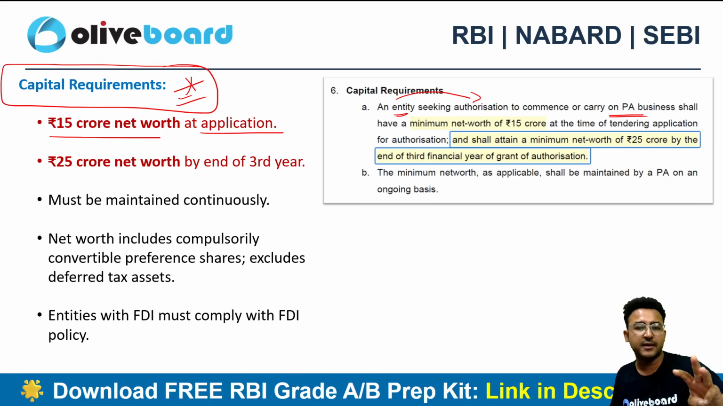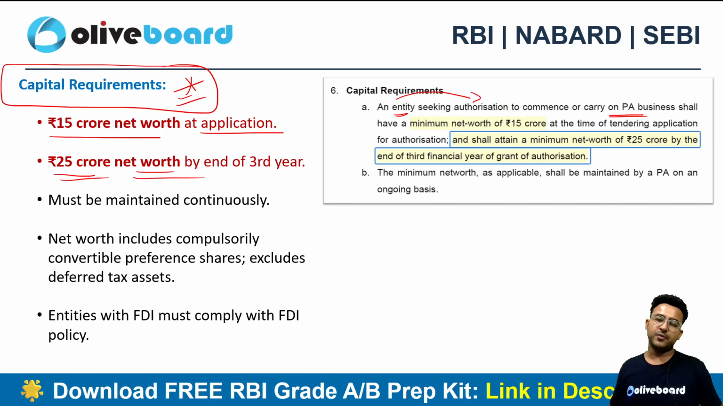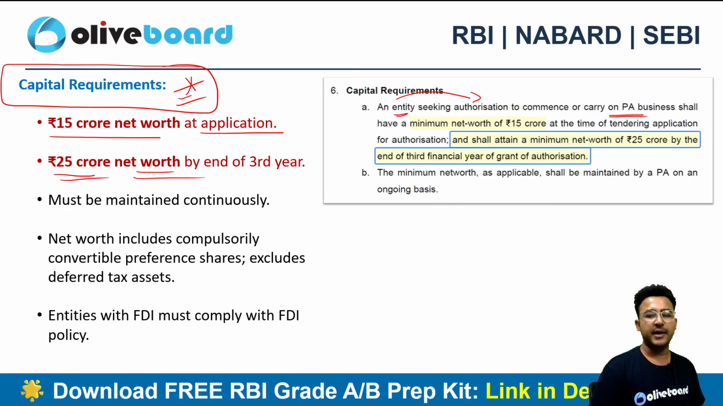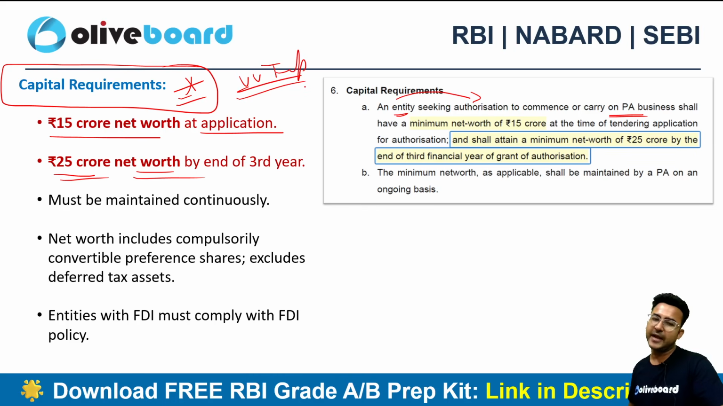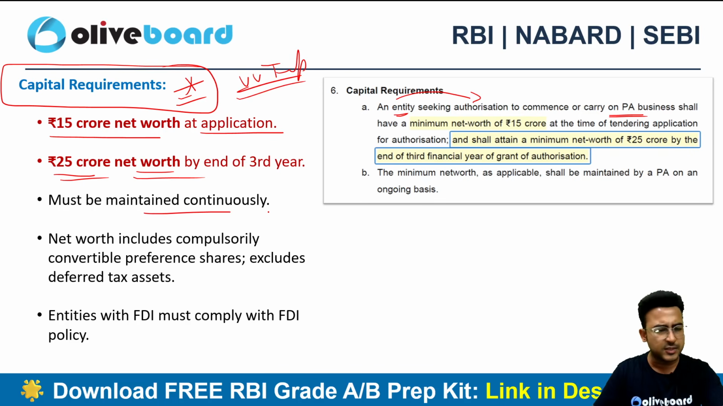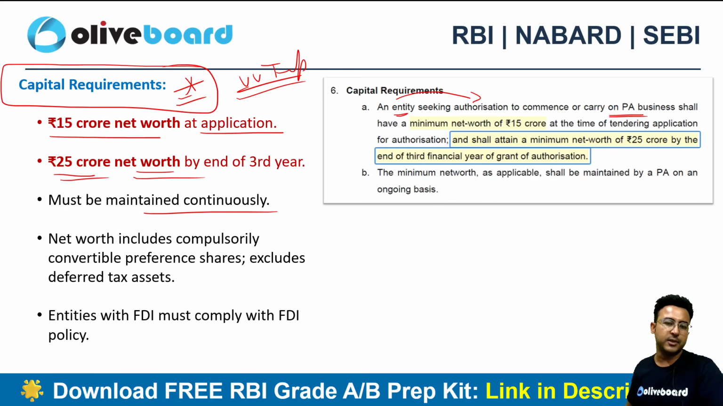At the end of the third year, it should be minimum 25 crore net worth, right? So whenever I am making the application, it will be fine even if I do have a net worth of 15 crore. However, by the end of the third year, I need to hit at least 25 crore net worth, right? That's the bare minimum requirement. Very, very important for your upcoming examination, RBI Grade B 2025. Must be maintained continuously. Obviously, you need to have continuity in terms of your net worth of 15 crore and 25 crore respectively.